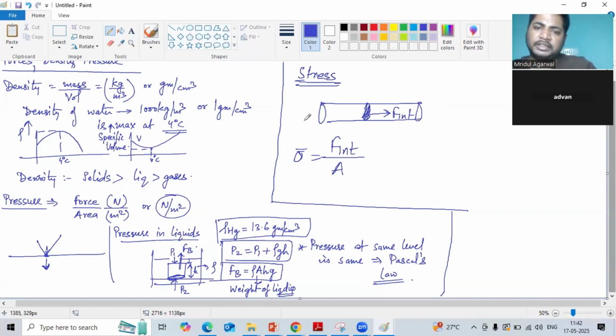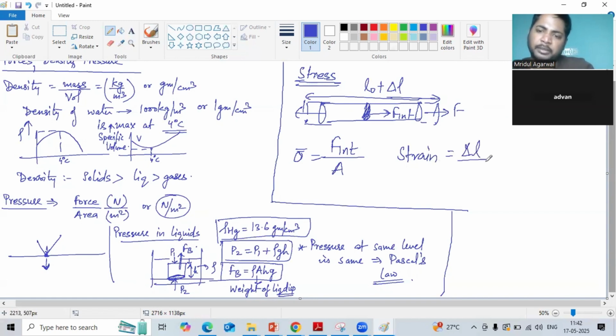Then you have a change in length. Suppose you apply some force, then what happens? The change in length occurs, so there will be a new length. This final length is given as L naught plus delta L. And the change in length divided by the original length is given as strain. So strain is change in length divided by original length.